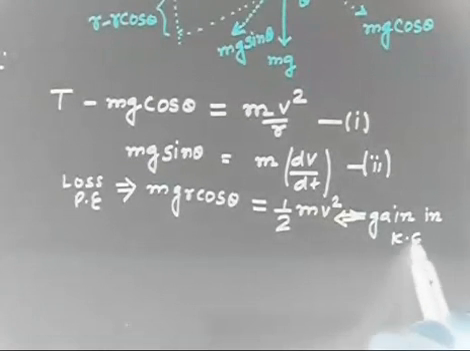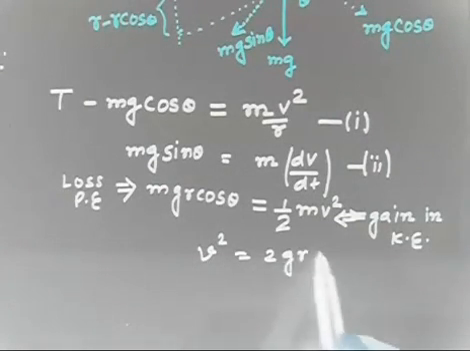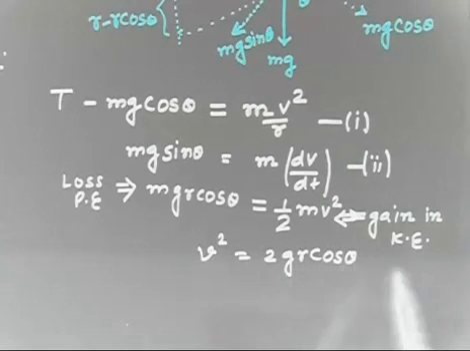So you see, from here I can find v easily. So what is v? v square is 2gr cos theta. So I am getting v square from the third equation. Are you getting or not?